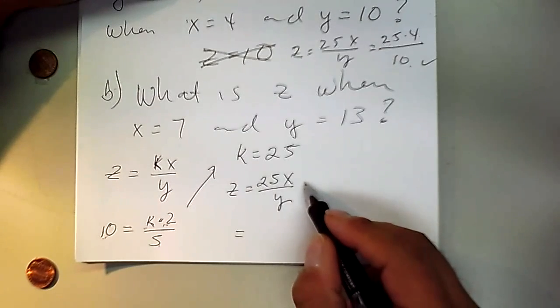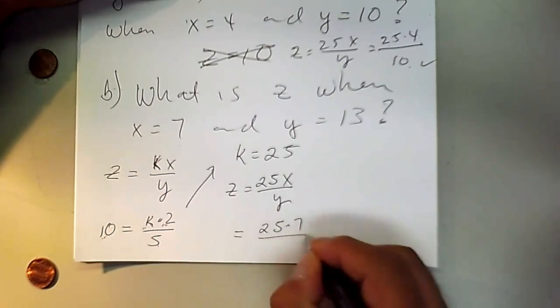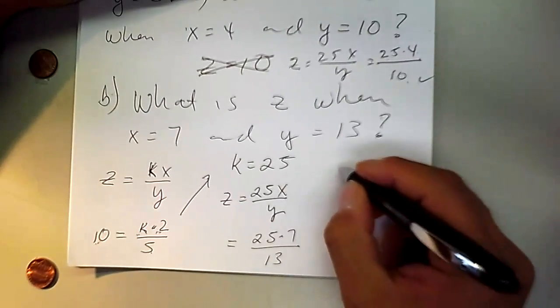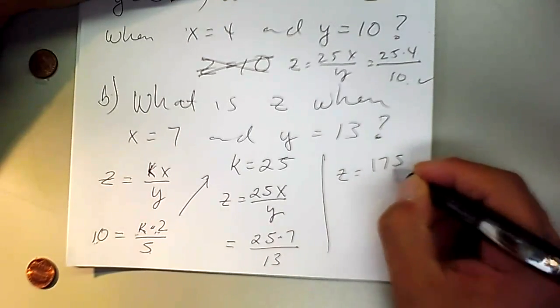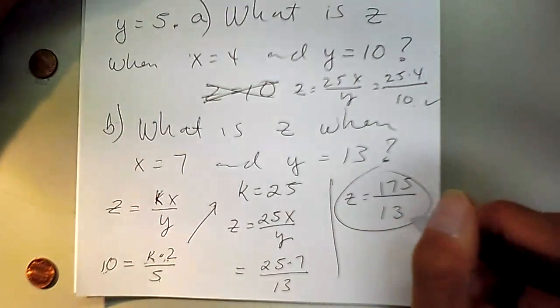We're going to plug in 7. So 25 times 7, divided by 13. And 25 times 7 is 175. So z is 175 divided by 13. And there we have it.